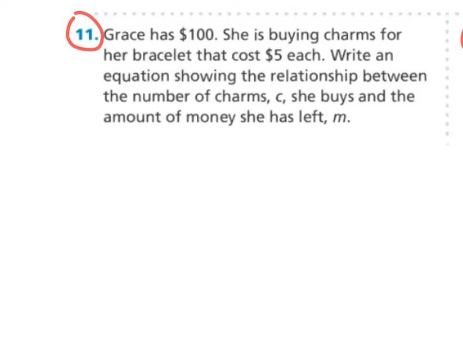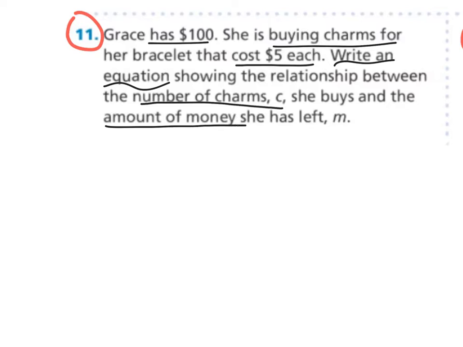Number 11, Grace has $100. She is buying charms for her bracelet that cost $5 each. Write an equation showing the relationship between the number of charms C she buys and the amount of money she has left M.